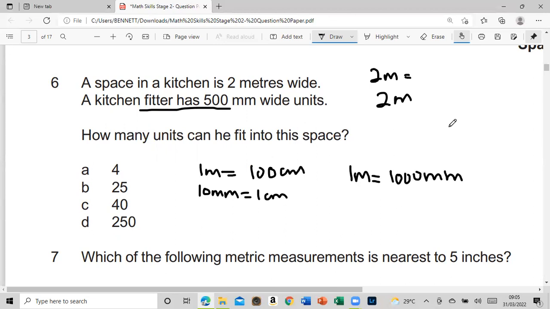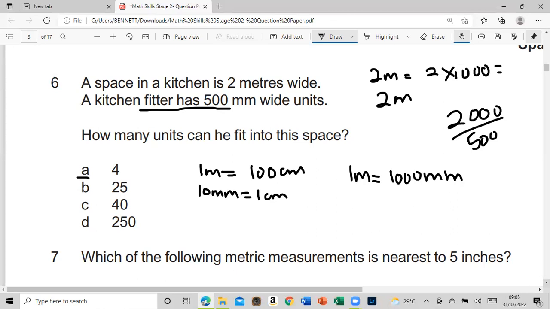Guys, you have to do this now. We're going to do this with a teacher. So for this, it would be 2 times 1,000, which gives us 2,000. So it's 2,000 millimeter. It will be 2,000 divided by 500. So that will be 4. So number 6 would be A.